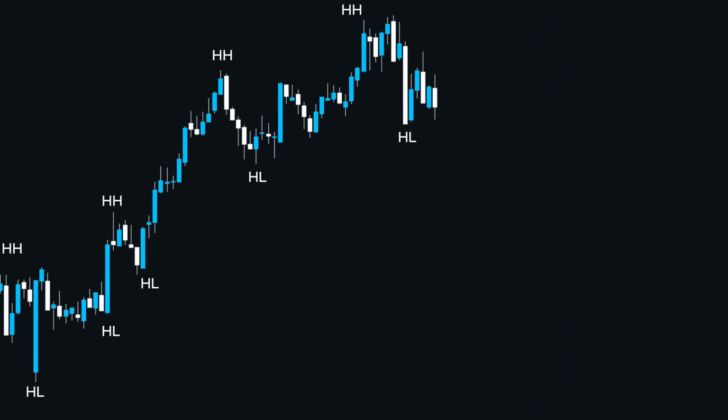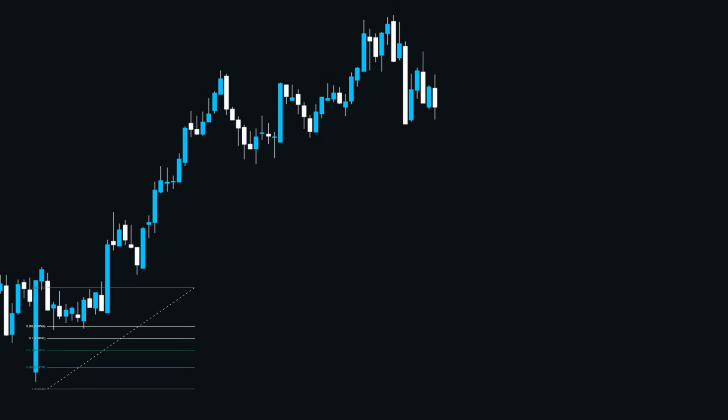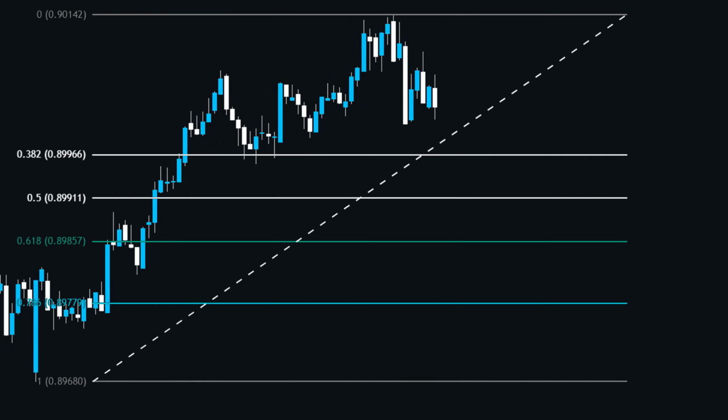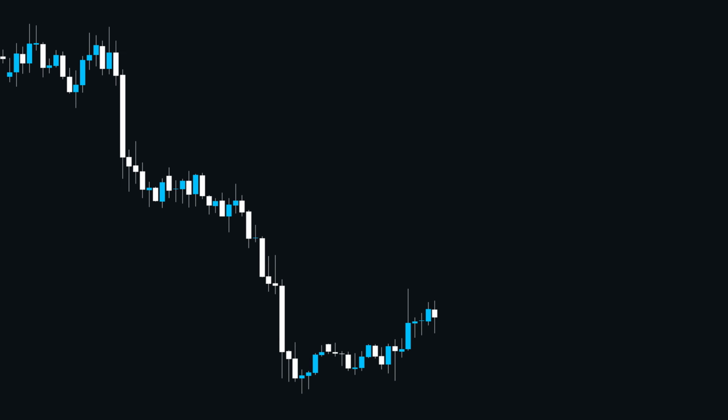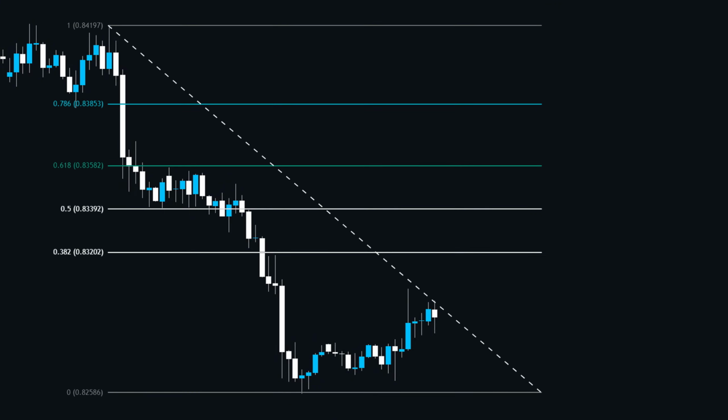Let us break this down step by step. In a bullish trend, start at the lowest point. That is your swing low. Now drag the Fibonacci tool to the highest point. That is your swing high. In a bearish trend, start at the highest point, the swing high. Drag down to the lowest point, the swing low. That is the swing you want to measure with Fibonacci.